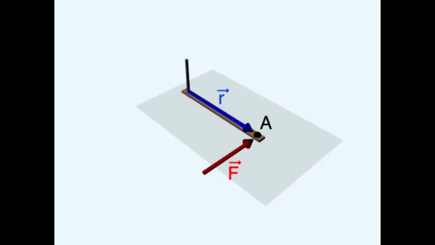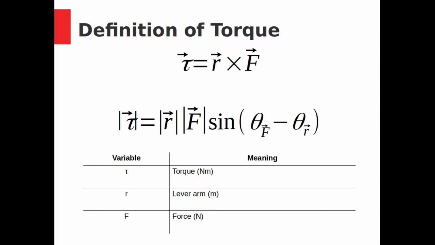Torque has to account for both the strength and location of the force relative to the hinge. The calculation is as follows. Take the cross product of the lever arm, that's the distance from the force to the hinge, and the force. That is, take the size of the lever arm, multiply by the size of the force, and then multiply that by the sine of the angle between them.